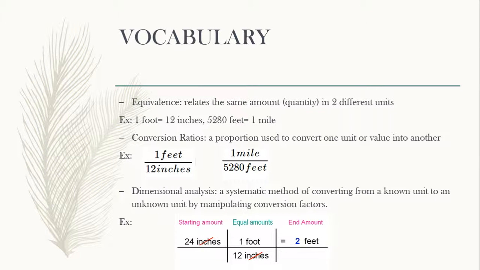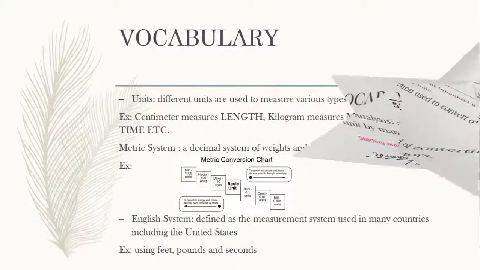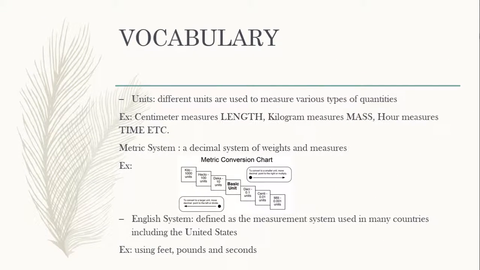Dimensional analysis, a systematic method of converting from a known unit to an unknown unit by manipulating conversion factors. This is a very significant term to keep in mind since we will be using this method to convert our units. Units. Different units are used to measure various types of quantities. For instance, centimeter measures length, kilogram measures mass, hour measures time, and etc.